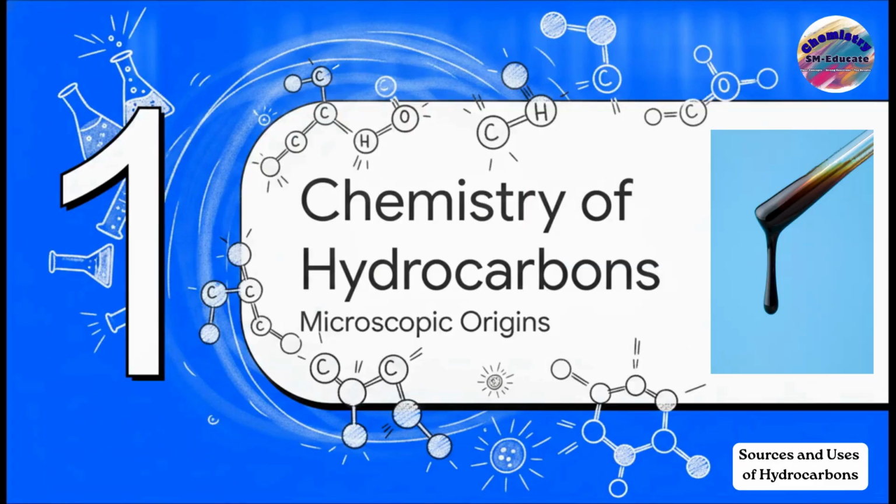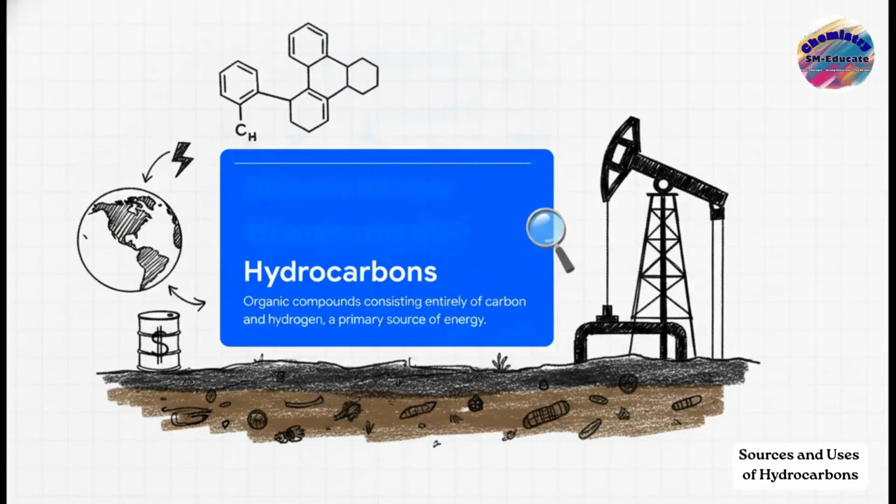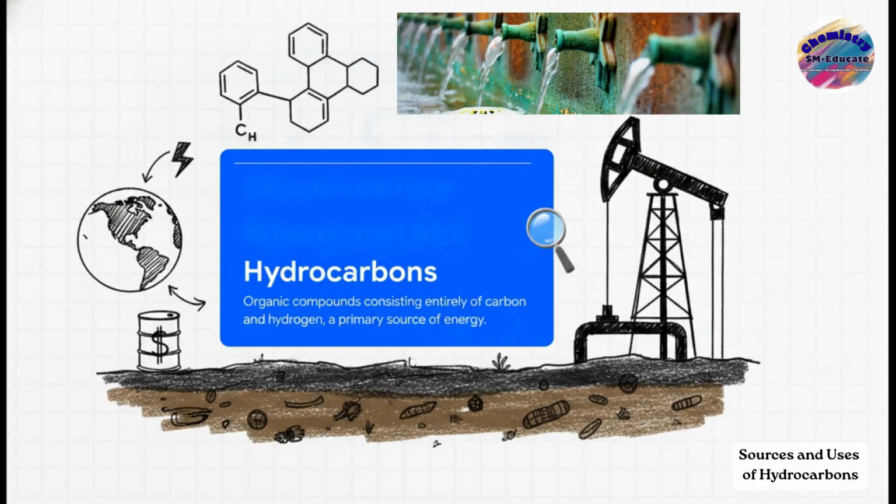Okay, let's jump right into section 1, the chemistry of hydrocarbons. We're starting at the microscopic scale to demystify exactly what these incredibly powerful molecules actually are. Now, hydrocarbons are, well, exactly what they sound like. Organic compounds made entirely of carbon and hydrogen. That's it, just two elements.